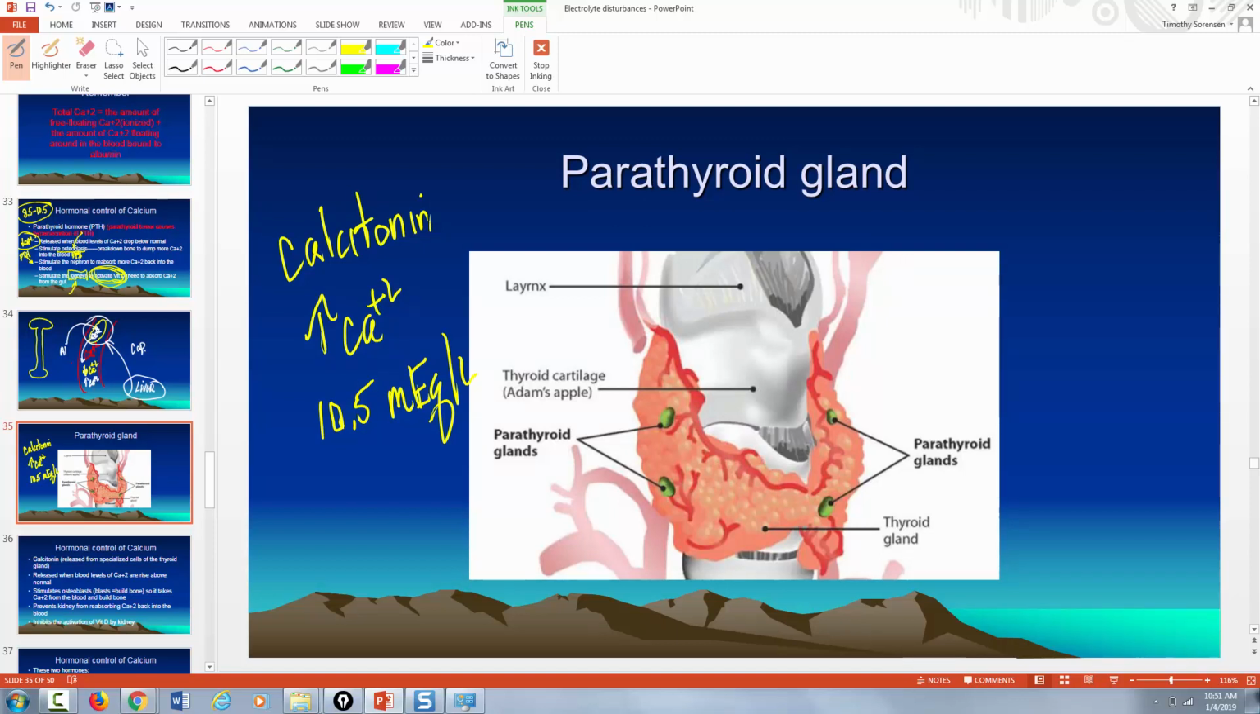Now, if your blood levels of calcium are too high, what do you want to do? Right, you want to lower them, right? So what do you think calcitonin does?